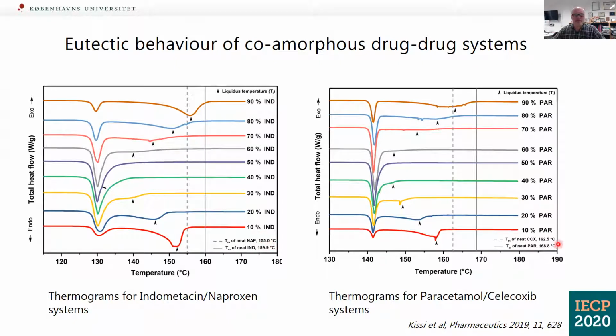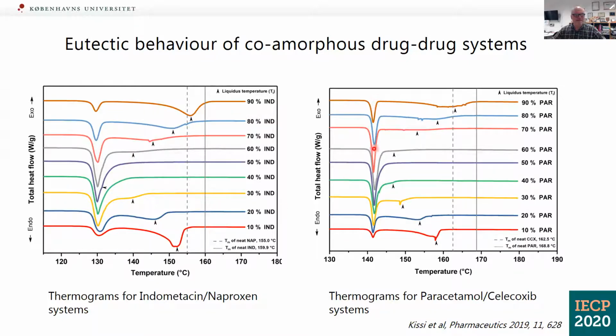We have just seen this example. Here's another example, celecoxib and paracetamol. If we are mixing two of these drugs at different ratios, these are percentages. Then we can see that starting with the crystalline mixture, we get a typical eutectic sort of behavior of these two components. So we get one endothermic event at some temperature, and then a second endothermic event that comes at various temperatures depending on the binary mixture. And this we can see here indicated by the little black arrows.